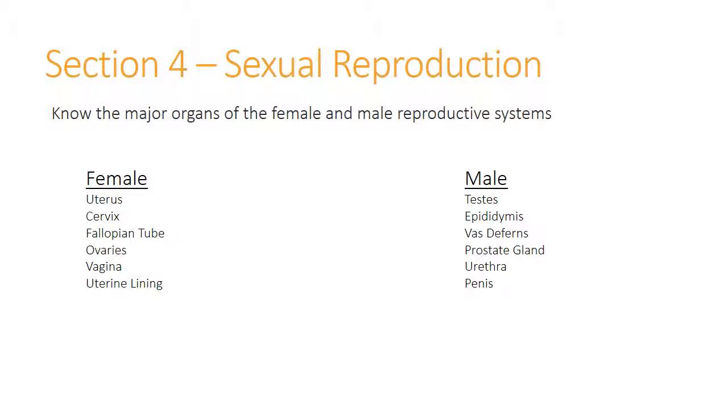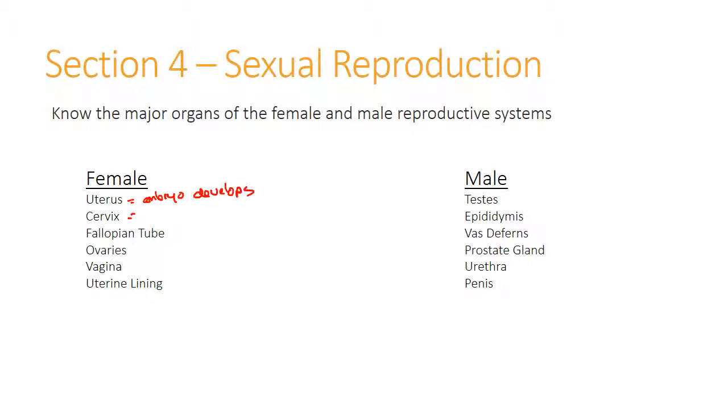I just want to overview the major organs, the major anatomy pieces that we find for male and female reproductive systems. For the female side, we have the uterus. You're probably going to remember a lot of this, but the uterus is where the embryo develops. This is kind of the centerpiece of the entire female reproductive system. It's probably the largest organ, a part of it as well.